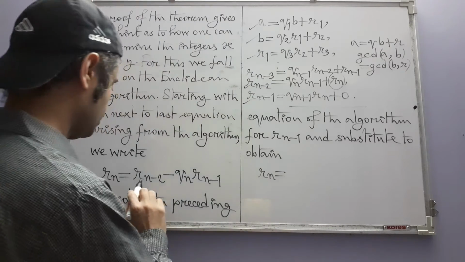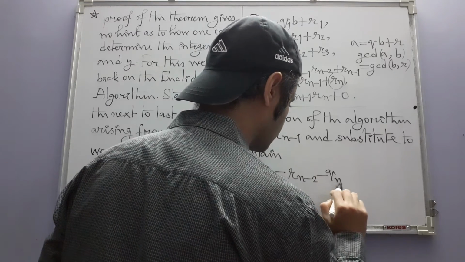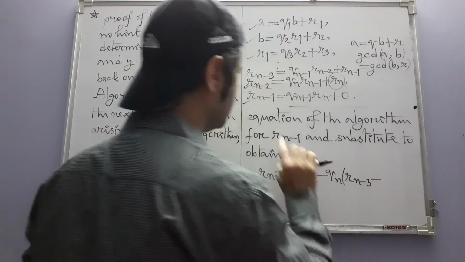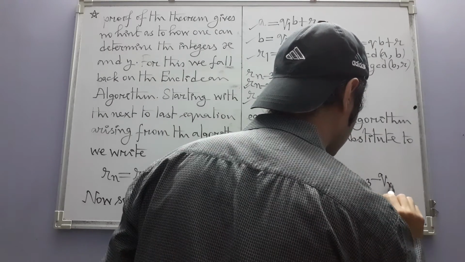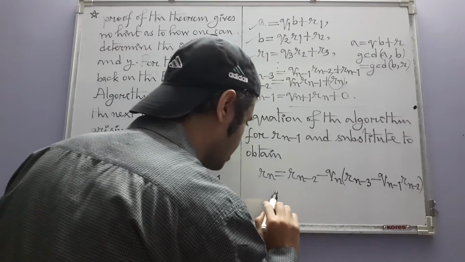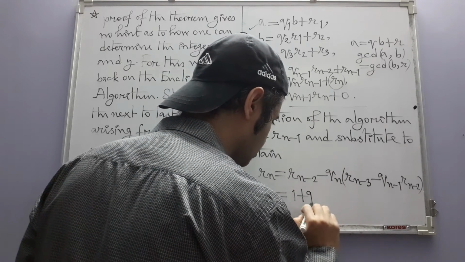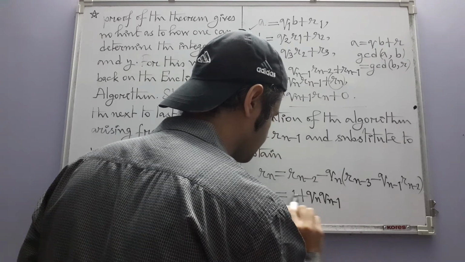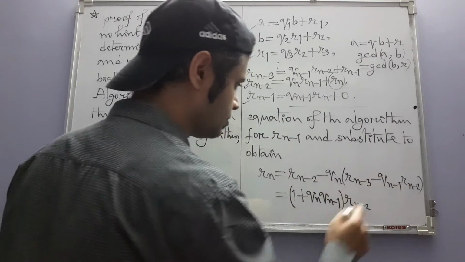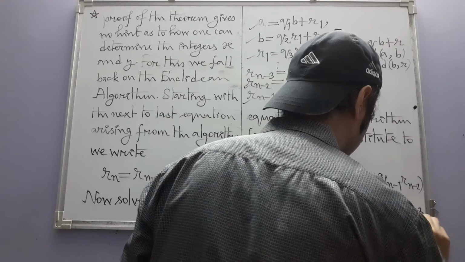Rn equal to rn minus 2 stays like that, minus qn times, now in place of rn minus 1 we are going to write rn minus 3 minus qn minus 1 times rn minus 2, and after rearranging things you can see that this becomes 1 plus qn minus 1 rn minus 2, this one and this one, plus minus qn times rn minus 3.